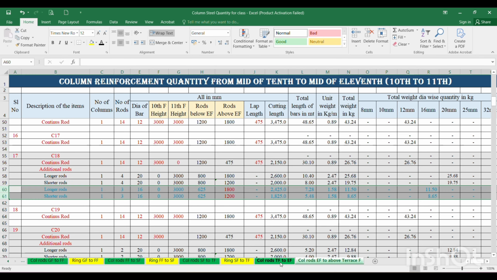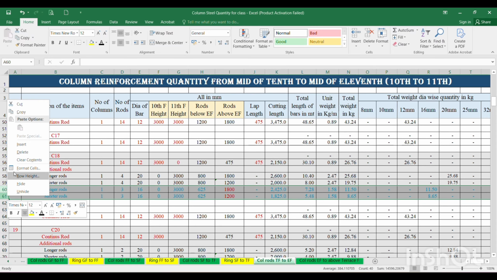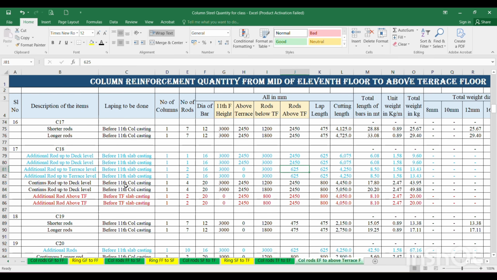Because of this column rod, the below slab has only 12 mm dia rods. Above the 12 mm dia rod, if you lap 20 dia rod 8 number and 16 dia rod 6 number, then this column will not stand for the concreting and all. That's why I have lapped only the 20 mm dia rod up to the next floor LD level, and this 16 dia rod I am going to remove here. I will not lap this 16 dia rod at the 10th floor to 11th floor. The same 16 dia rod I am going to add over here.